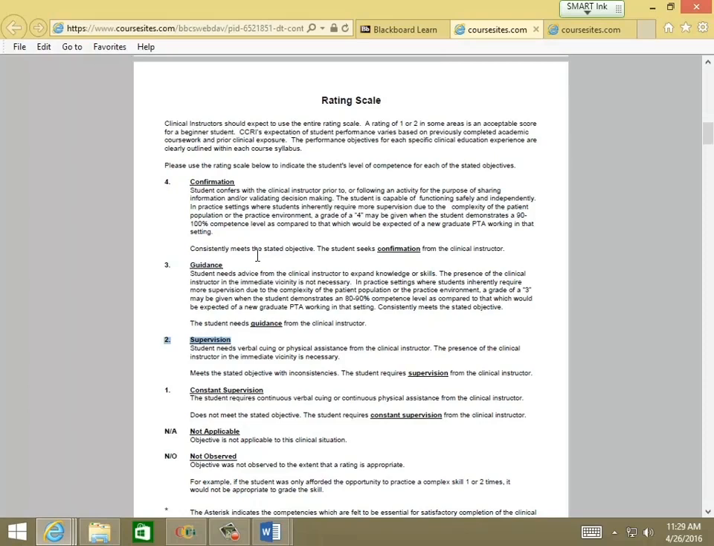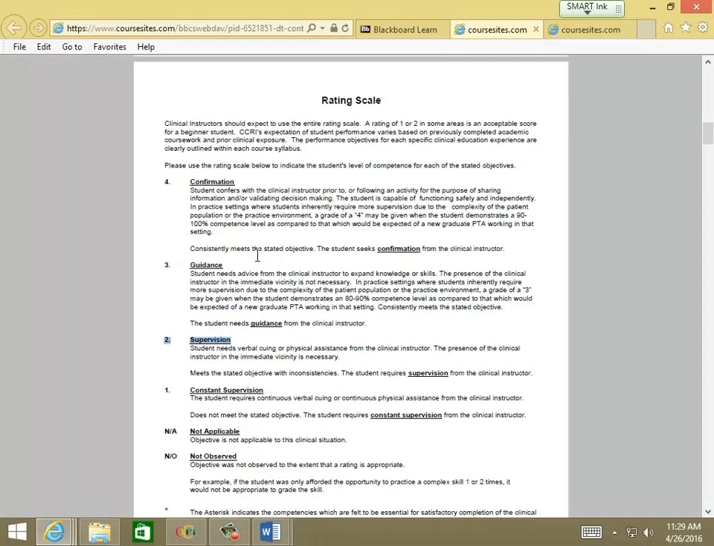A grade of a 2 means the student needs supervision. So the presence of the clinical instructor in the immediate vicinity is necessary, and the student may need some verbal or physical cueing or assistance from the clinical instructor during the treatment. So for certain skills that our students may not have had a lot of exposure to, and especially on our first clinicals, then supervision may be a very appropriate score for certain skills.